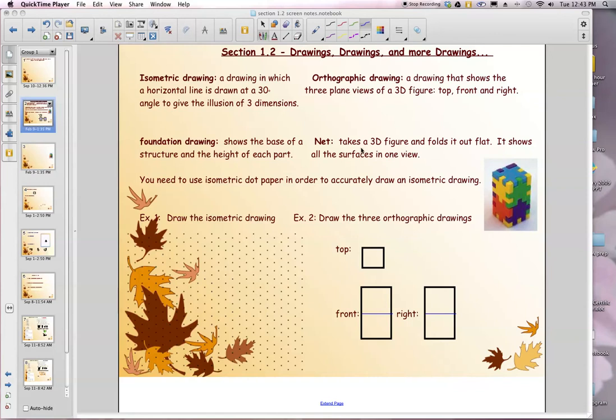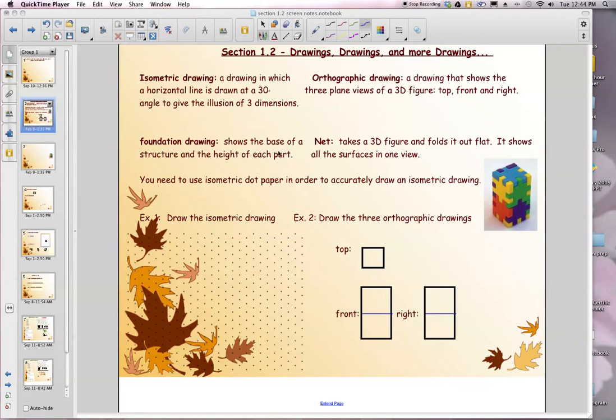Orthographic drawing is an example where you take a 3-dimensional object and you look at it just from certain views. For example, if you were just looking at an object from the top, what would you see? If you were standing in front of an object and you just were looking at the front, what would you see? And then from the right. So an orthographic drawing has 3 different views to it, but each one view is 2-dimensional. And when you put the 3 together, then they form a 3-dimensional object.